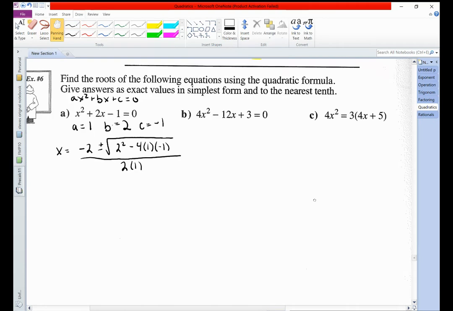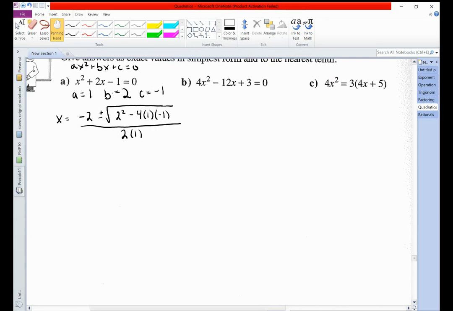Just going to scroll up and give ourselves some room here. So I'm going to simplify everything under my square root sign. So I have negative 2 plus or minus the square root of 2 squared is 4, 4 times 1 is 4, times negative 1 is negative 4, and it's all over 2 times 1, which is 2.